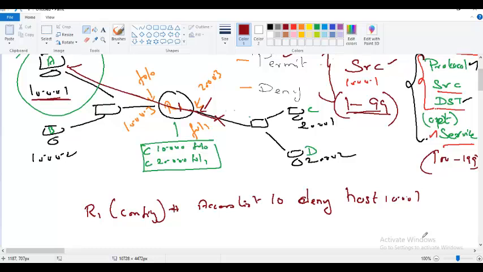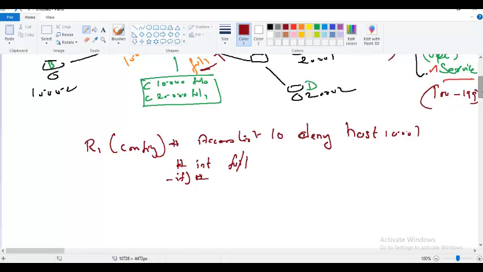Now you need to go under this interface by typing this command, interface F01. Go inside the interface and say IP access group 10 out. You see, I'm using the keyword out. In, out. This should not confuse you.